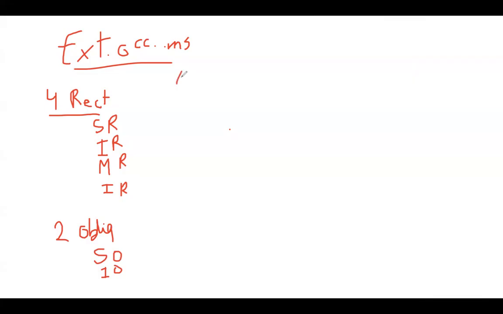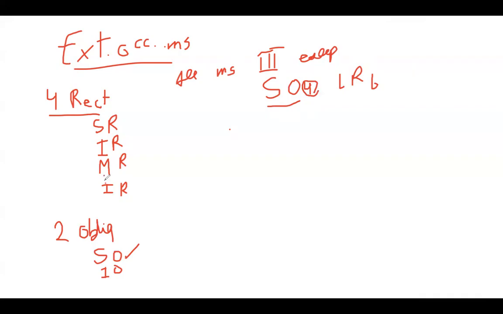All these muscles, very, very important, are supplied by nerve number 3, the oculomotor nerve, except SO4 and LR6. What is meant by SO4? The superior oblique muscle is not supplied by the oculomotor, but by number 4, the trochlear nerve. And LR6 means the lateral rectus, supplied by number 6, the abducent nerve.